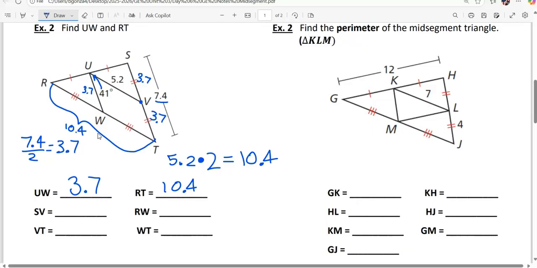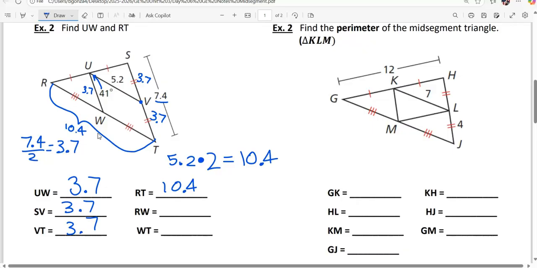And I want you to notice something very important. Instead of being on your phone, put that away. Now look, this midsegment is going to match this half and this half. Do you see how there's 3.7, 3.7, 3.7? Those are 3 pieces in 2 parallel segments. They're all matching. Parallel, parallel. So SV is 3.7, and VT is 3.7.